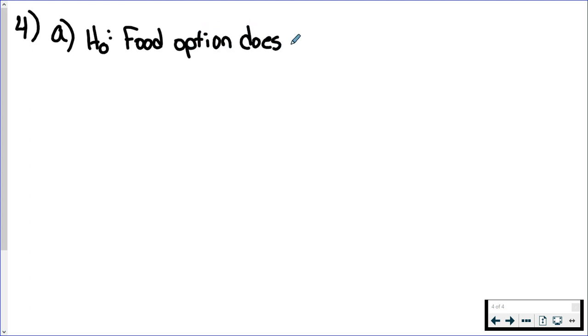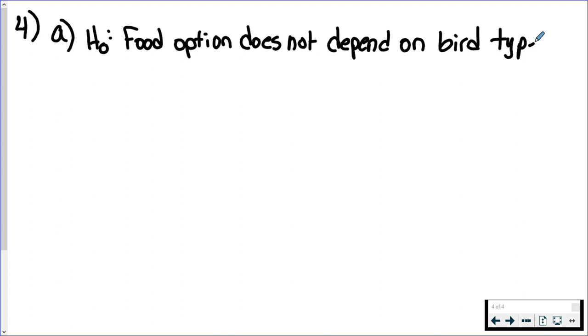A, state the null hypothesis. So the null hypothesis would be that food option does not depend on bird type, or anything similar to that. B, calculate the p-value for this test. So we just put that into a matrix.